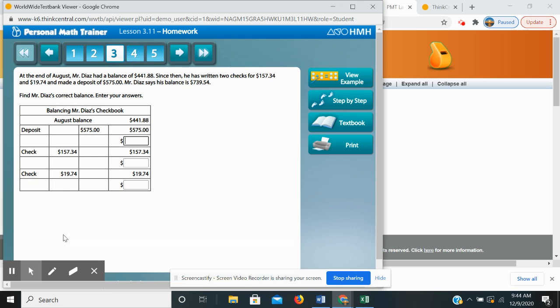Okay, so let's look at this one now for number 3. It says at the end of August, Mr. Diaz has a balance of, that means like a total, $441.88.